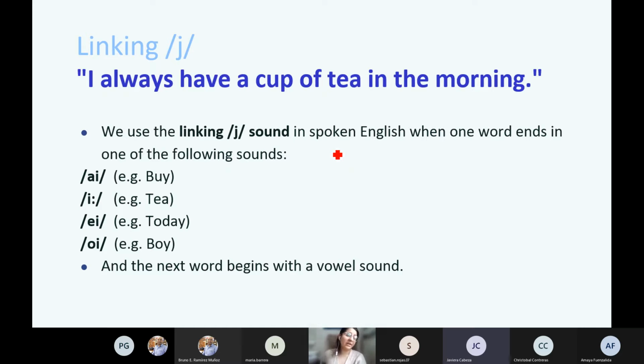And if the next word begins with a vowel sound, any vowel sound, we are going to use a linking J to link one of these four vowel sounds, as I already mentioned, between a word that ends with one of these vowel sounds and one that begins with another vowel sound. It doesn't matter what the vowel sound is. And I don't know if you could notice, but instead of saying I always, I say I-j-always. So I'm using a linking J here.